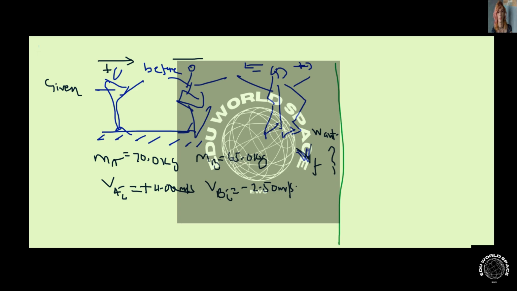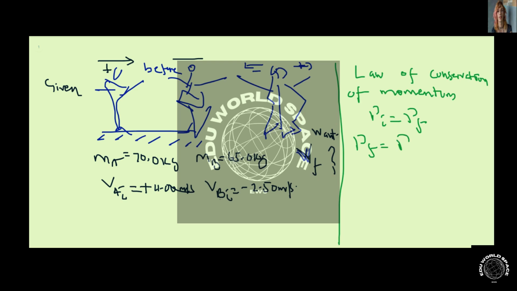Again, it's frictionless, so there are no losses of energy. Momentum is conserved. So using the law of conservation of momentum, we get that the initial momentum of the system equals the final momentum of the system. We want to solve for the final velocity, so we switch those positions of the momentum.